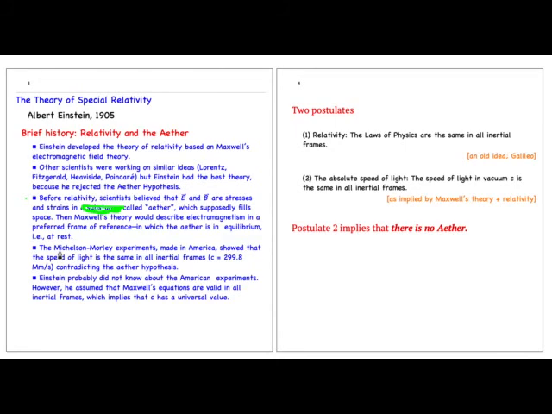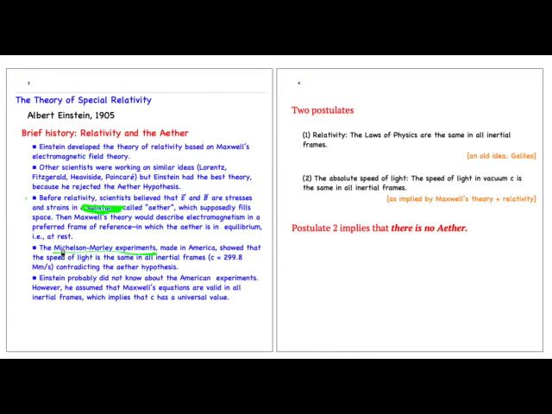There were some experiments at the time that Einstein was developing the theory of special relativity, first few years of the 20th century, the Michelson-Morley experiments. The Michelson-Morley experiments were made in America. Michelson and Morley were both Americans working in America, and their goal was to measure the speed of the Earth with respect to the equilibrium state of the ether.